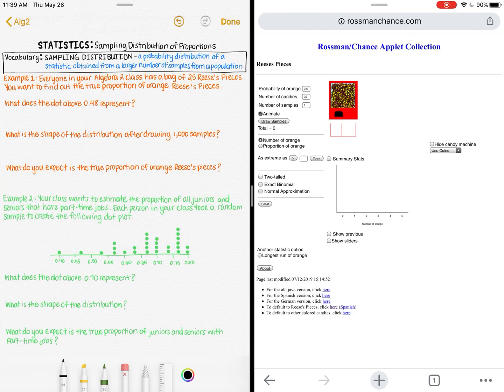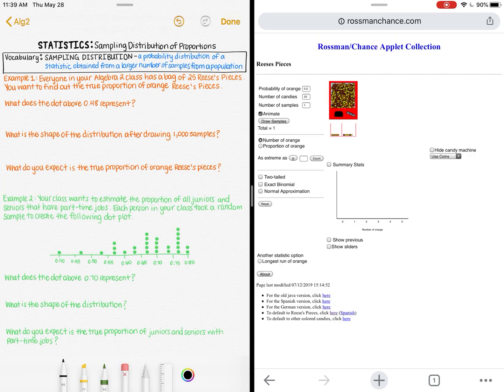So on the right, I have an app that simulates this bag of 25 Reese's Pieces, and it's going to count the number of orange for us. So let's start by just doing one sample, and if I click draw sample, as you can see, it's separating the orange pieces from all the other pieces, and it says there's 12 orange candies. 12 is great to know, that there's 12 out of 25, but we really want to know the proportion. So instead of doing the math, 12 divided by 25, ourselves, we can just change the setting to proportion of orange.